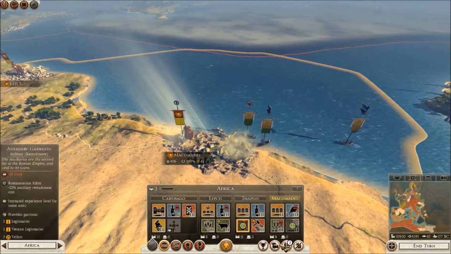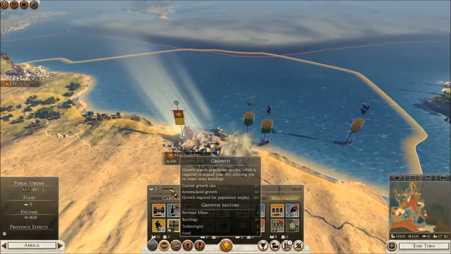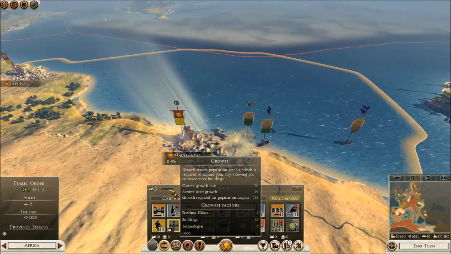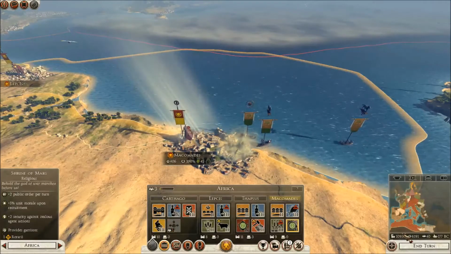And then, of course, there's food. You'll see that I'm getting 5 population growth due to my food. I have 40 food per turn, so that's giving me a pretty nice bonus.